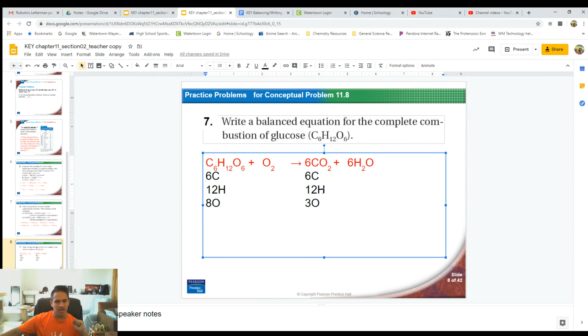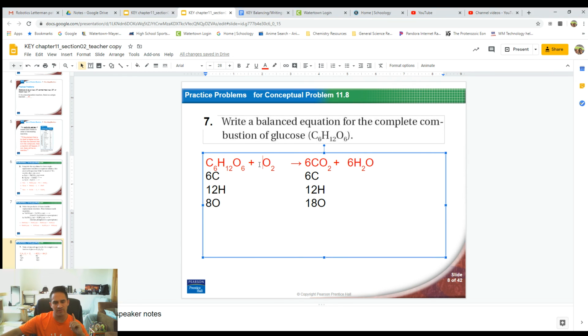All right. And then as for the oxygens, let's count now. We have 6 times 2, that's 12. And then 6 here times 1, that's 6. So we have 12 oxygens here plus 6 oxygens there. That gives us a total of 18 oxygens. And on the left, we only have 8. All right, so we need to get 18. Now, if we put a number in front of this whole compound here, this C6H12O6, that's going to mess up both our carbons and our hydrogens. So let's try to not do that.